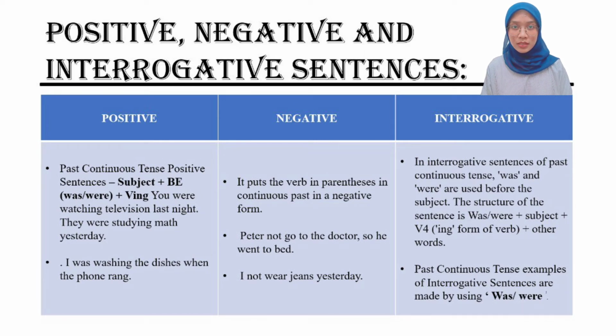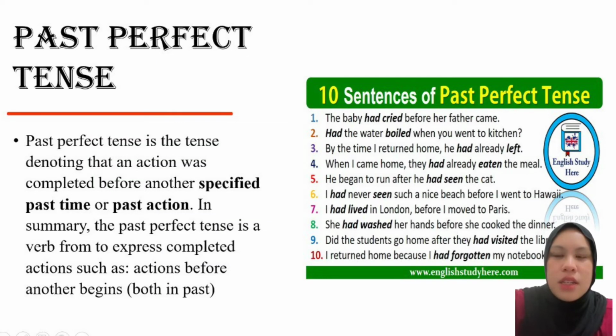Next, interrogative sentences. In interrogative sentences of past continuous tense, was and were are used before the subject. The structure of the sentence is was or were plus subject plus ing form of verb plus other words. For example, was I learning Mandarin last year? Were we playing?